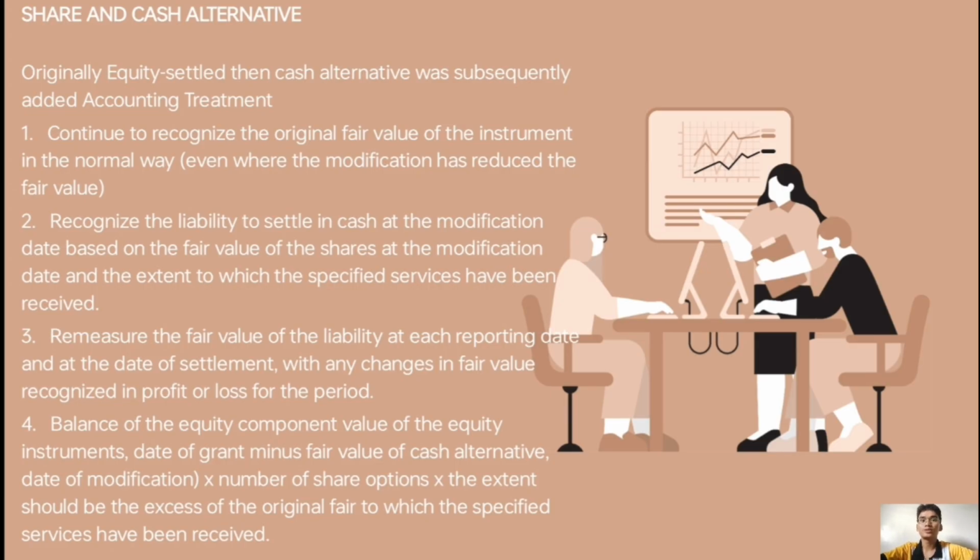Fourth is the balance of the equity component, the value of the equity instrument. The equity portion is adjusted based on the formula: the original fair value at grant less the fair value of the cash alternative at modification, multiplied by the number of share options and multiplied by the extent of services received. This adjustment ensures that only the excess fair value, what remains as equity after accounting for the cash alternative, continues to be classified as equity.